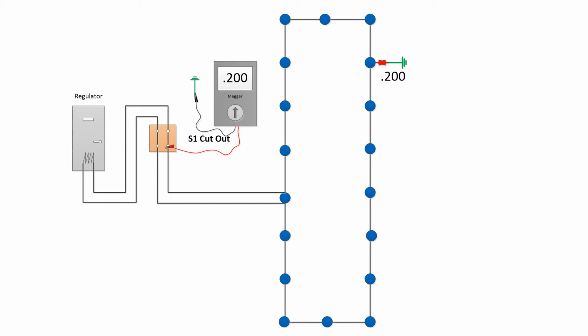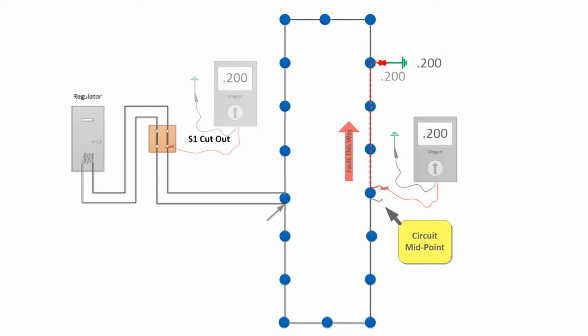Here's an example of a situation that you might find on your airfield where you know you have a bad circuit. So you lock the circuit out, go to the S1 cutout and check it with a megger. In this case, the megger reading is 200 kiloohms. So it's time to go to the field and try to find it.